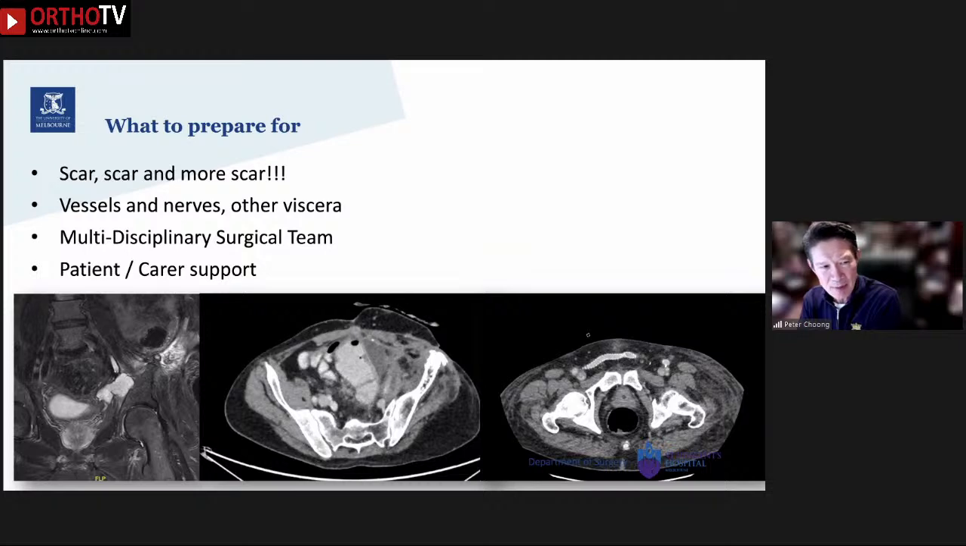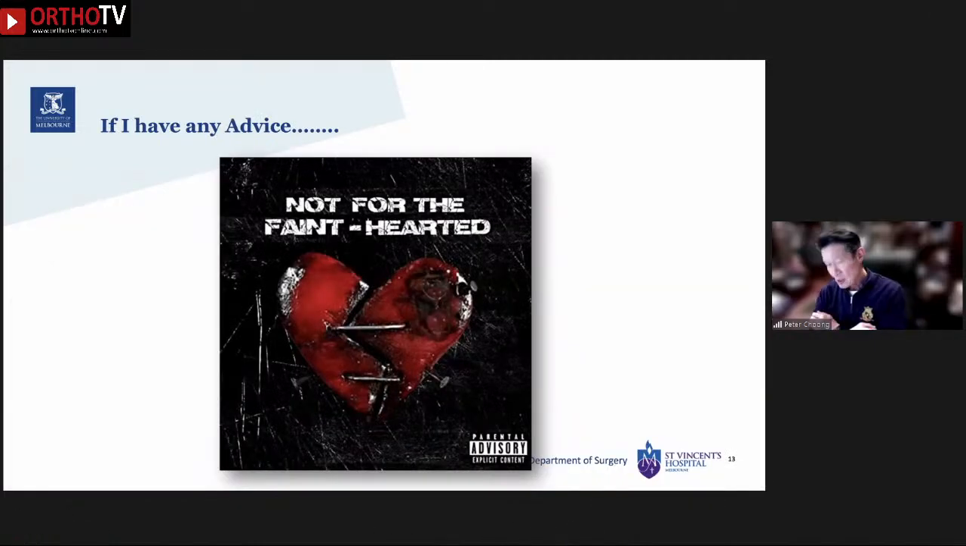And this is where multidisciplinary team support is really important, and also getting the opinions of people. I think being very, very careful in decision making is probably the most important thing for patients. And then at the same time, ensuring the patient and carer support the decisions that you make. So I finish by saying, if I have any advice for anybody, it's to say that it's really not for the faint-hearted. Thank you.